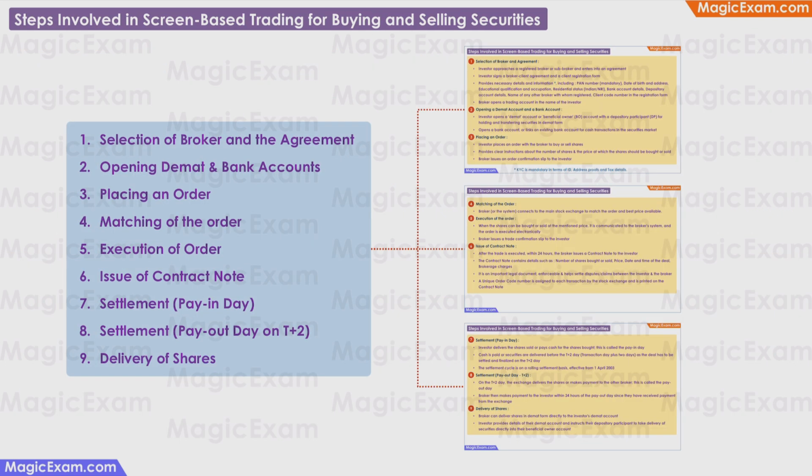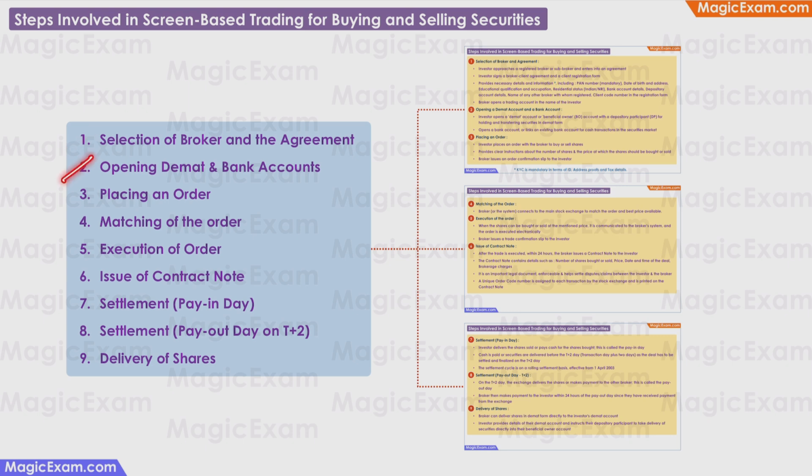The textbook next talks about the steps involved in using screen-based trading for buying and selling securities. There are 10 steps listed in the textbook, but that is because one of the steps has been divided into two, causing a little confusion. To understand the process better, you just need to remember these 9 steps. It starts with the selection of the broker and the agreement with the broker.